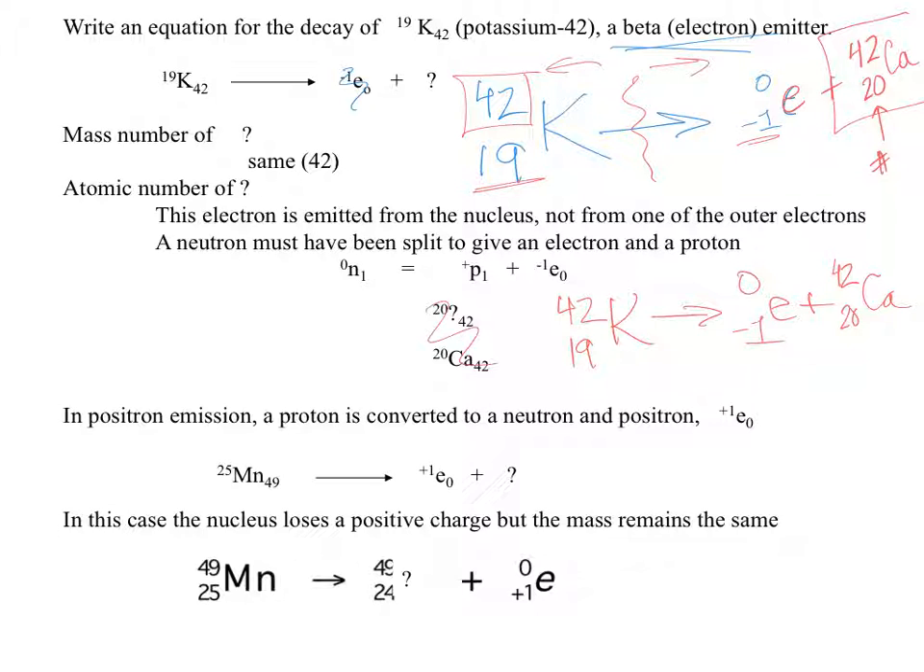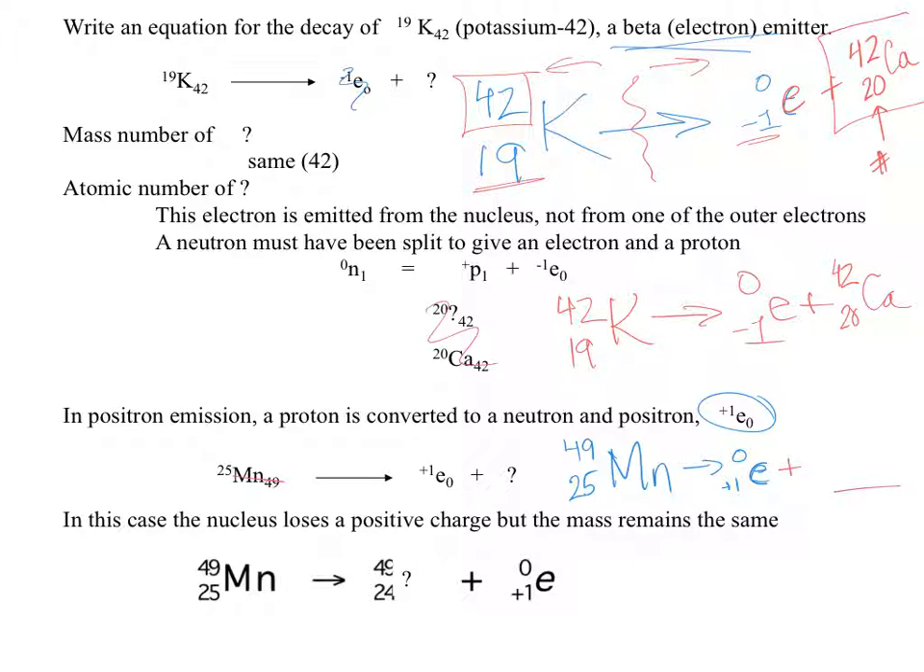And again, let me kind of fix the formatting, at least on this one. Okay, so it's manganese, which is Mn, not to be confused with magnesium. Manganese with a mass of 49 and atomic number of 25. It decays to give off a positron. Positron, 0 mass, +1 charge, plus what? Well, plus what? That's going to be easy to figure out.